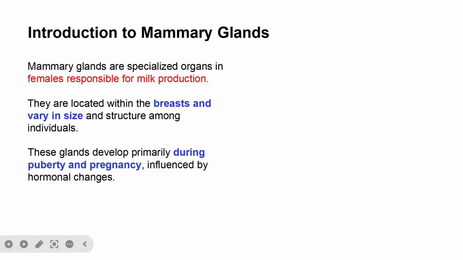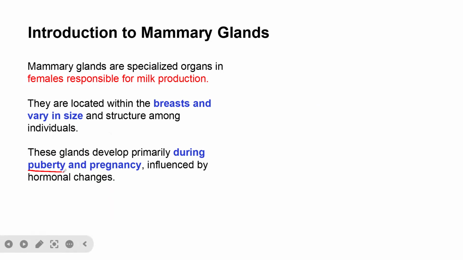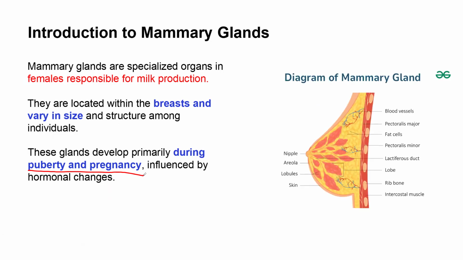So during puberty and pregnancy, the mammary gland develops, as we can see clearly here. This is how the diagram of the mammary gland looks. We have the nipple, the areola, the lobules, and the skin. These are some of the major structures found in the mammary gland.